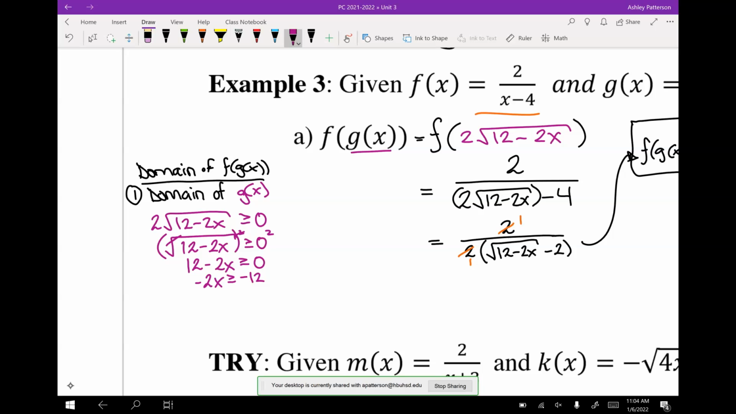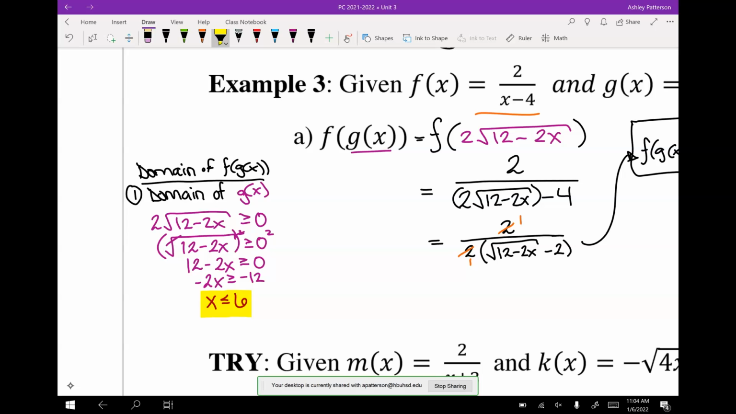If you are somebody that forgets that, please write that down. All right, so if we divide by a negative 2, we find that x is less than or equal to 6. This is the domain of our inside function. It will be included in our final answer, so I'm going to highlight it as a reminder that I must include that domain.